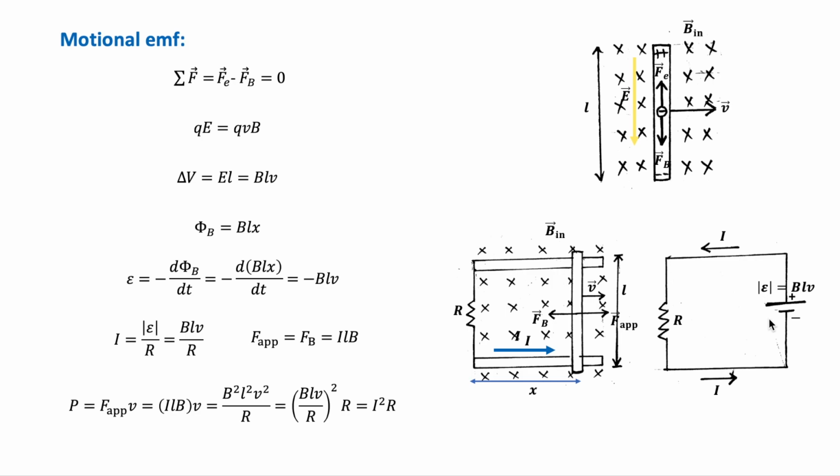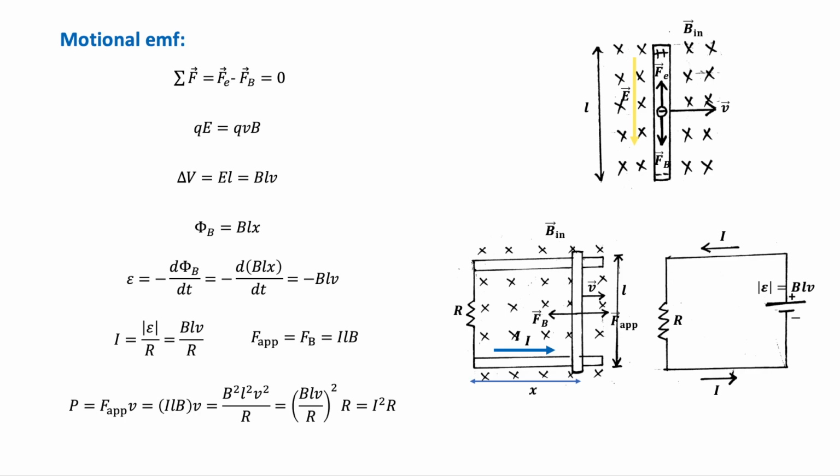And the magnetic force F_B experienced by the bar as a whole is equal to ILB, where I is the current induced in the circuit due to the bar's motion. And this force is directed to the left, opposing the applied force. And because the bar is moving with a constant velocity, this force is equal in magnitude and opposite in direction to the applied force. Okay.